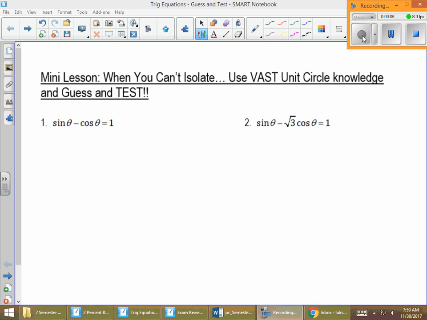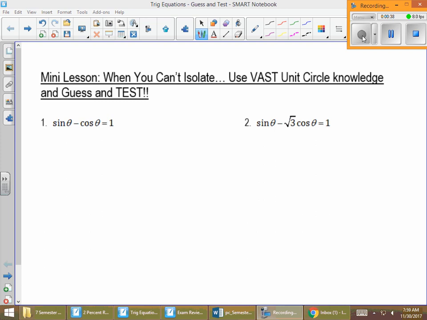Trig equations. This is a little mini lesson on trig equations and what to do when you can't isolate a variable or get your equation into just sine or just cosine or even just tangent. That happens sometimes. It happens quite a bit in calculus, actually, and this is something that Mr. Schaefer wanted me to do a little bit more of this year. So I made up these little 4 problems for us to try together.